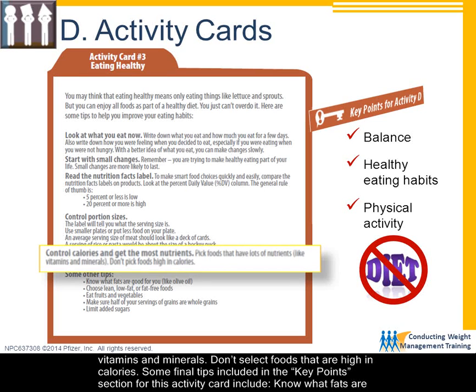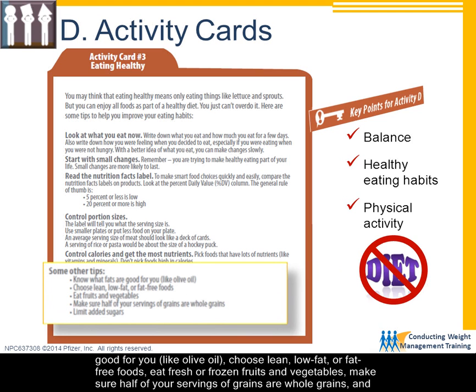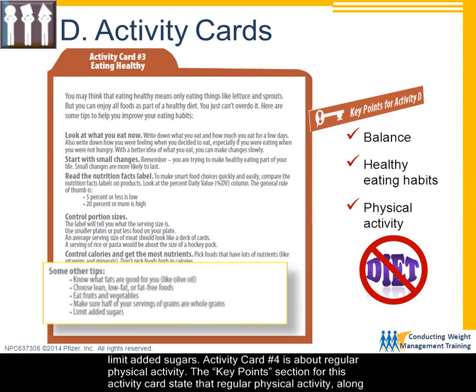Some final tips included in the key points section for this activity card include: know what fats are good for you, like olive oil. Choose lean, low-fat, or fat-free foods. Eat fresh or frozen fruits and vegetables. Make sure half of your servings of grains are whole grains, and limit added sugars.